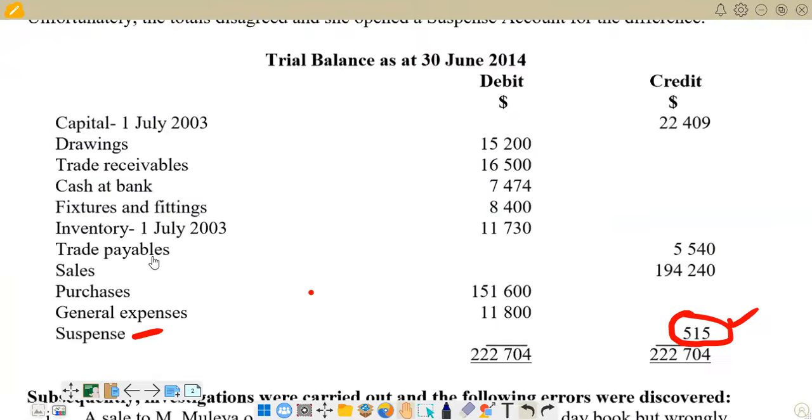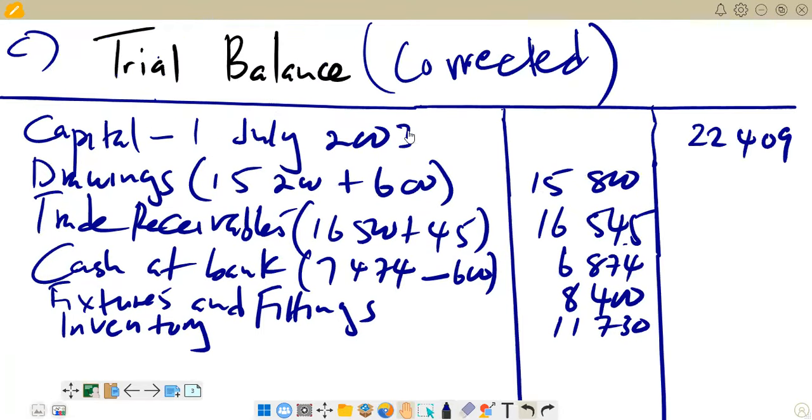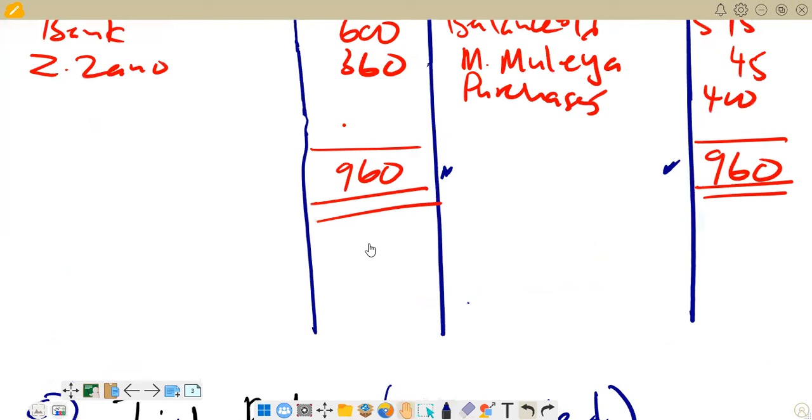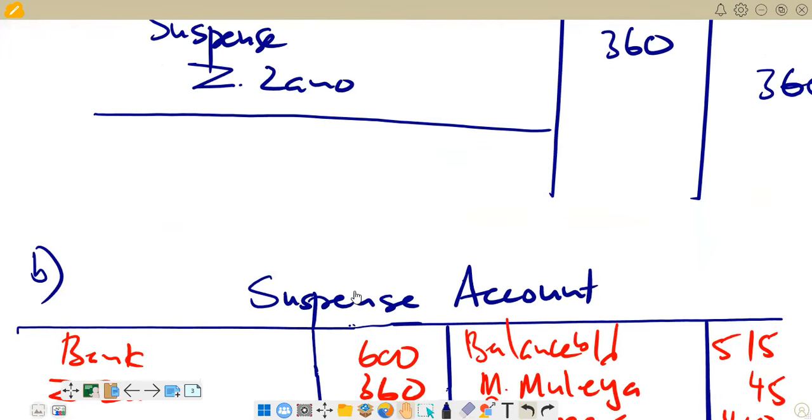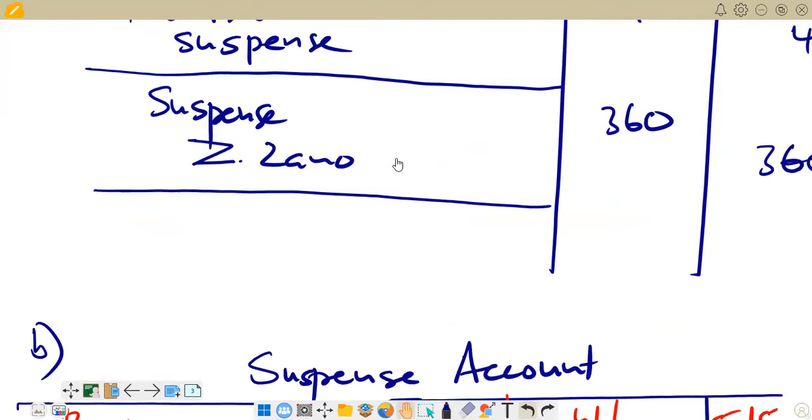From inventory we can check again what we have next. From inventory we've got trade payables 5,540, and you see that on trade payables we do have something that is affecting trade payables. We go to the journal entries and see what we have that is affecting trade payables. Right. We have that credit balance here. Zanu is a creditor, and the 360 here was omitted as a balance. So we need to add this balance that was omitted on the trade payables part.